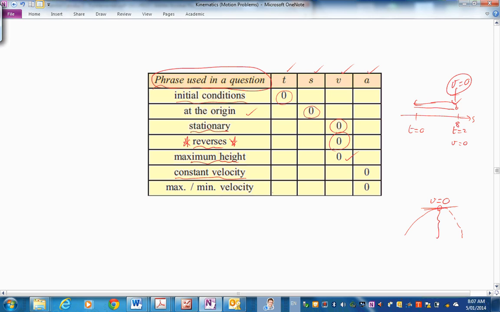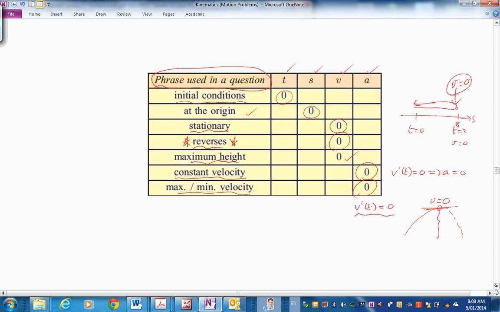Constant velocity means acceleration will be naught. Why? Because if v is constant, v dash t is naught, that means a is naught, no acceleration. Maximum, minimum velocity, the derivative of the velocity must be 0, as it must be for any function. It's going to have a local max or local min. Its derivative must be 0. The tangent to the curve at that point would have a 0 slope. It would be parallel to the x-axis. That sort of idea. Just reinforcing all of that.